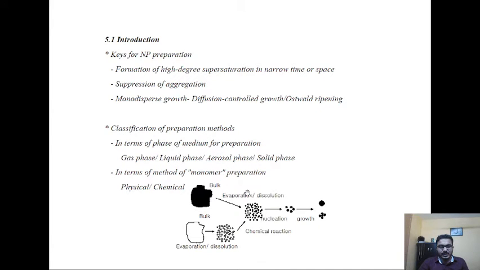So here is a small example of how we prepare nanoparticles. Here we have a bulk, and it is evaporated or dissolution is done. So the same thing is achieved over here. So here comes the nucleation process, and after nucleation we have the growth of nanoparticles.